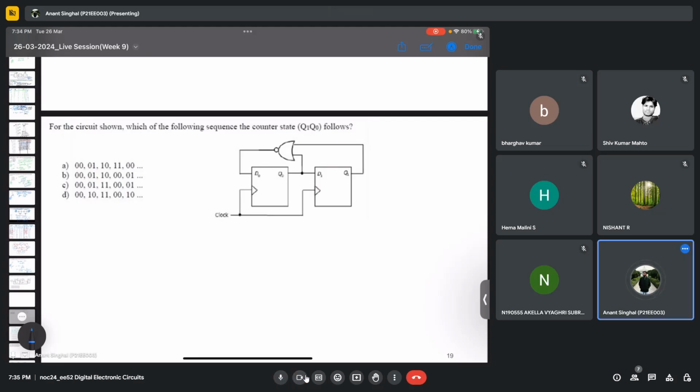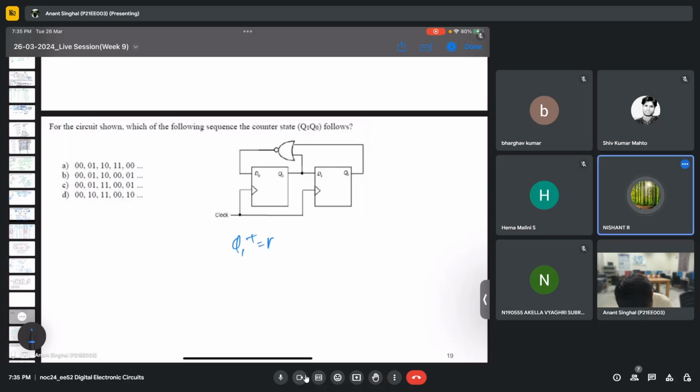So again, this is very simple. I'll calculate if you're not getting the answer. So Q1 plus will be D1. Sorry, any answer that you have got? Option D. Okay, so we'll check if this is option D.